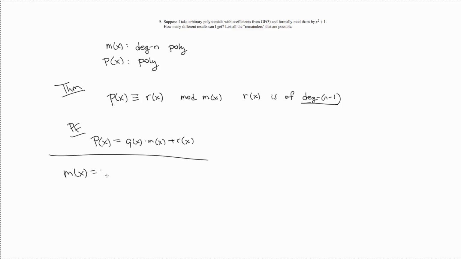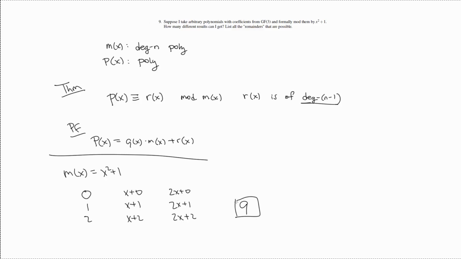Let m of x equal x squared plus 1. Now using the above theorem, we know that any polynomial modulo m of x is congruent to some polynomial of degree at most 1. So how many polynomials of degree at most 1 are there? Well, we have 0, 1, 2, x plus 0, x plus 1, x plus 2, 2x plus 0, 2x plus 1, and 2x plus 2. So in total, there are 9 possible remainders.